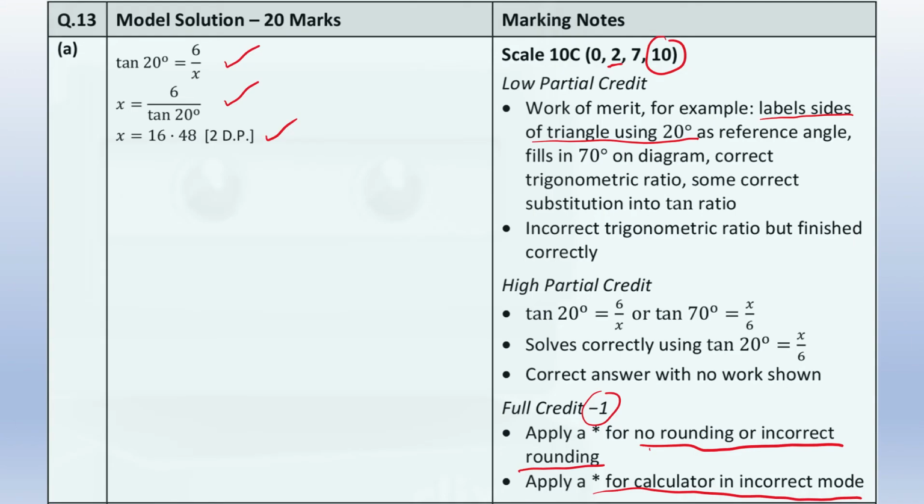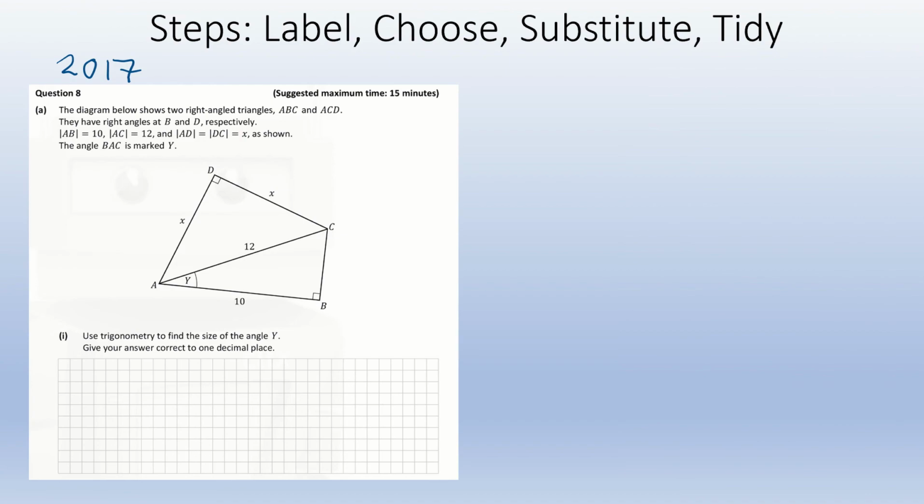There's one last question I'm going to have a look at, and it follows on the same lines as what we were doing. So this question here is 2017, question 8, question A, part I. Basically this bit up here just tells us about what's going on in the diagram here. So I'm just going to skip straight to question 8a part I, and it says use trigonometry to find the size of the angle y. Give your answer correct to 1 decimal place.